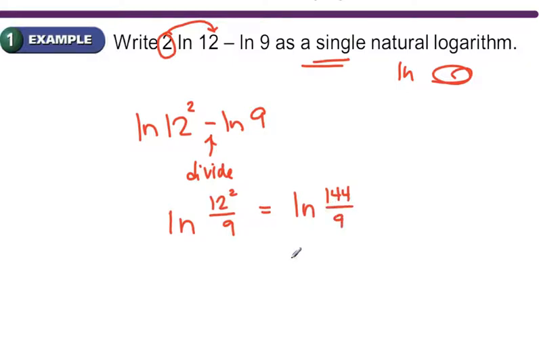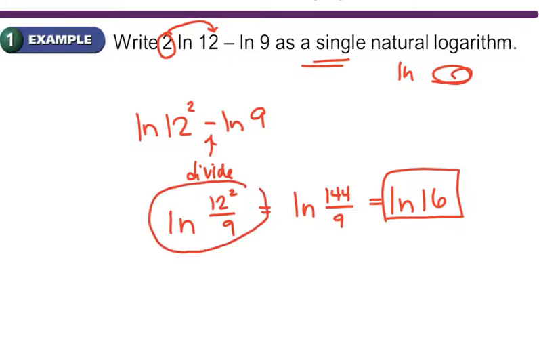Now if we were to simplify this, it would be ln 144 divided by 9. And we can actually take this down one more time because 9 goes into 144, right? Because 1 plus 4 is 5, 5 plus 4 is 9. This would give us ln of 16. Okay, if you give me this, we are good because that's what it asked you to do. Write it as a single natural logarithm. It did not say in simplest form. This would be in simplest form. So if it does ask for that, then you have to do this.